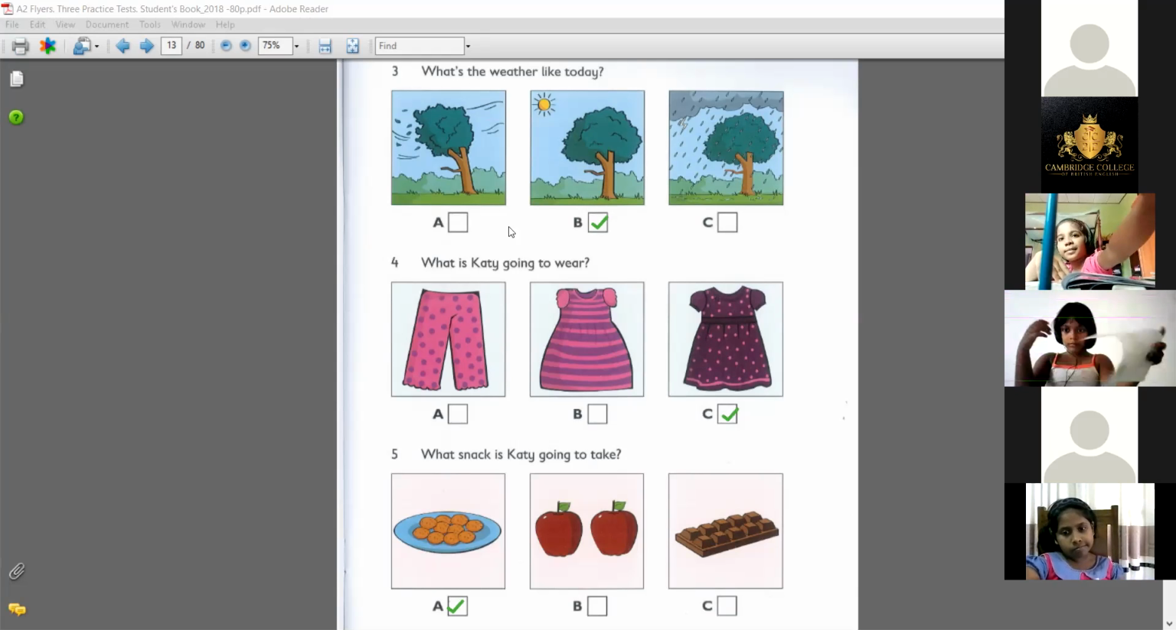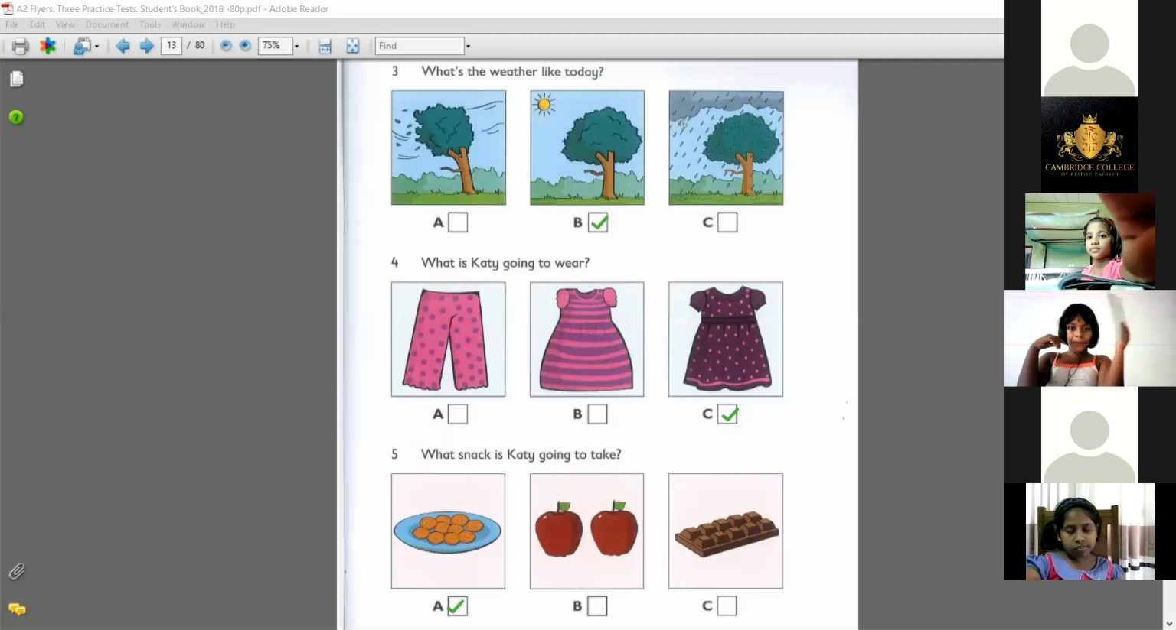All right, okay. So here you can see the answers. Question number three, answer is B. Question number four, answer is C. Question number five, answer is A. Have you all checked the answers? Yes. So B, C, A. Answers are B, C, A. So please check it by yourself. Then let's move to the next one.